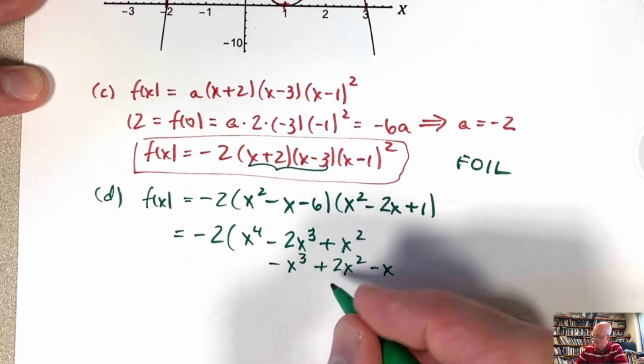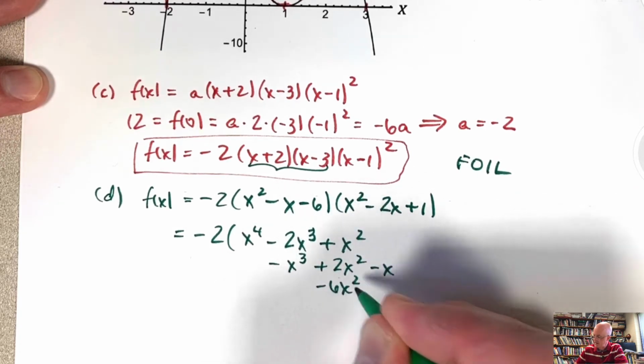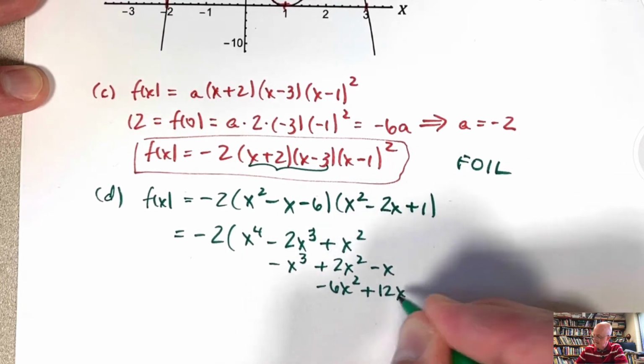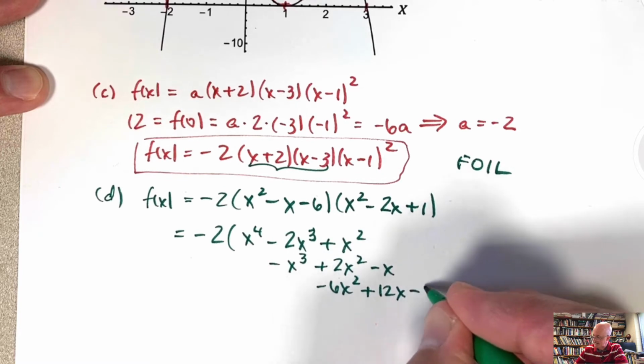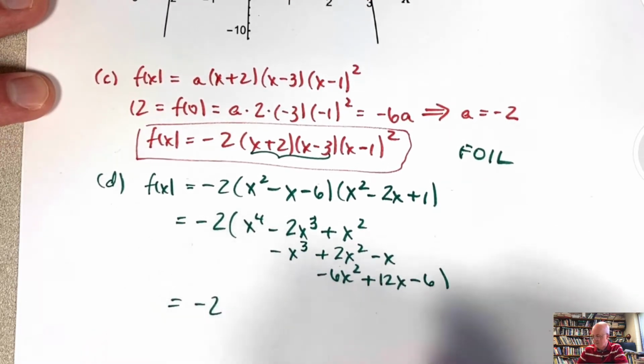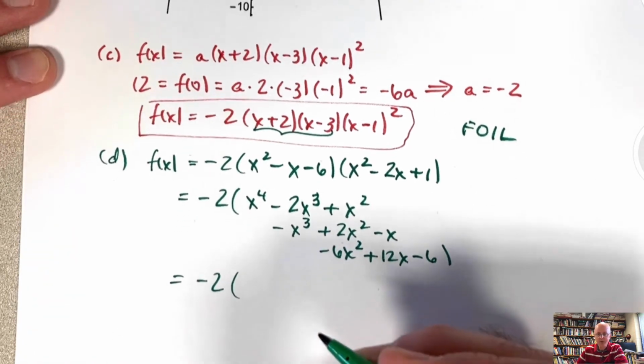Negative 6 times x squared is negative 6x squared. Negative 6 times negative 2x is positive 12x. And negative 6 times 1 is negative 6. Now combine the like terms and you'll have your final answer after you also multiply through by negative 2.